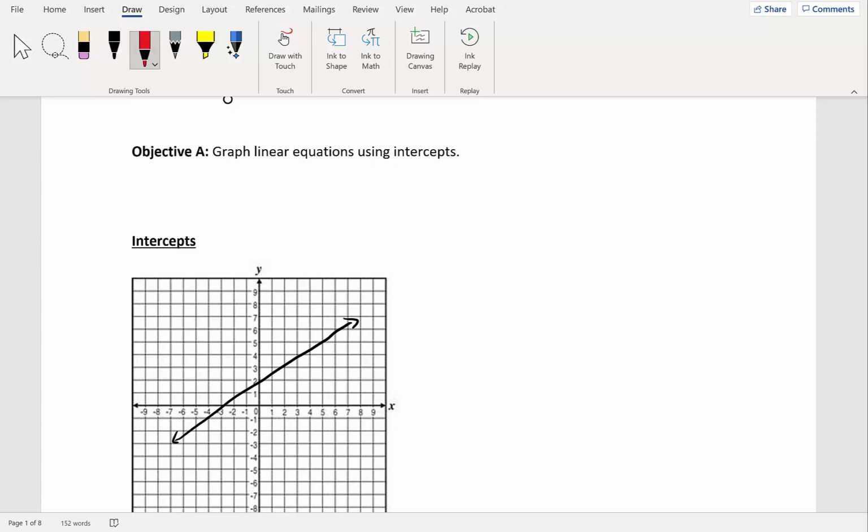Now we have two intercepts. The point on the graph where the line crosses the x-axis is called the x-intercept. Similarly, the point where the line crosses the y-axis is called the y-intercept. So our first objective here is to find out what these intercepts are, and then we're going to be using these 2 points to graph our line.